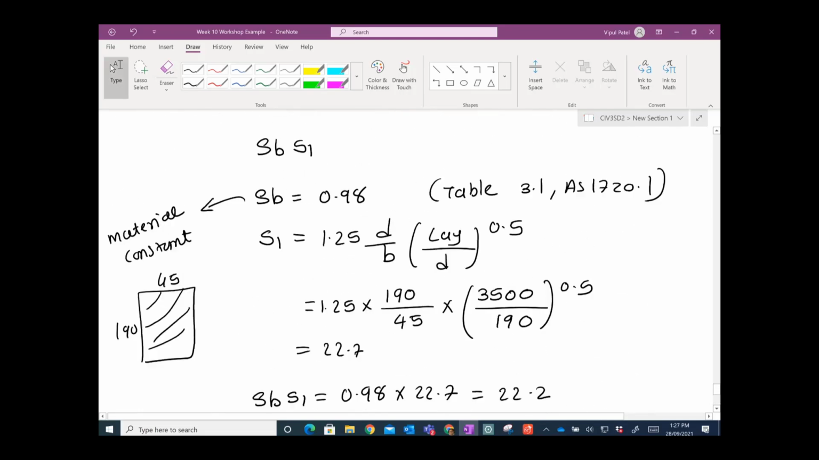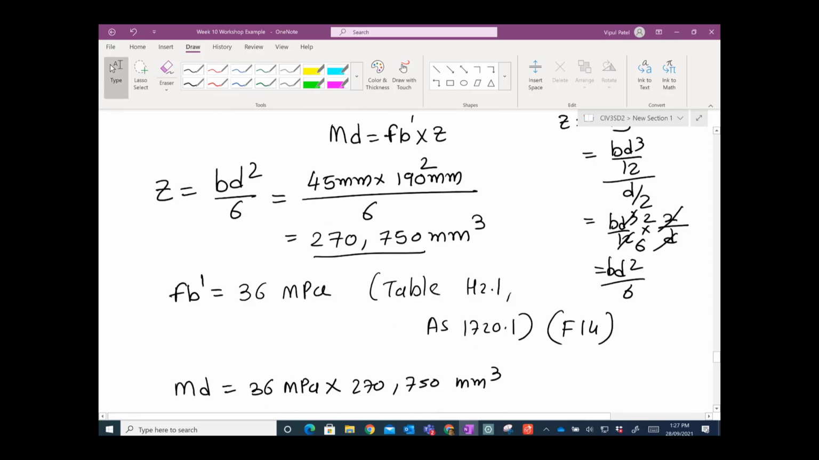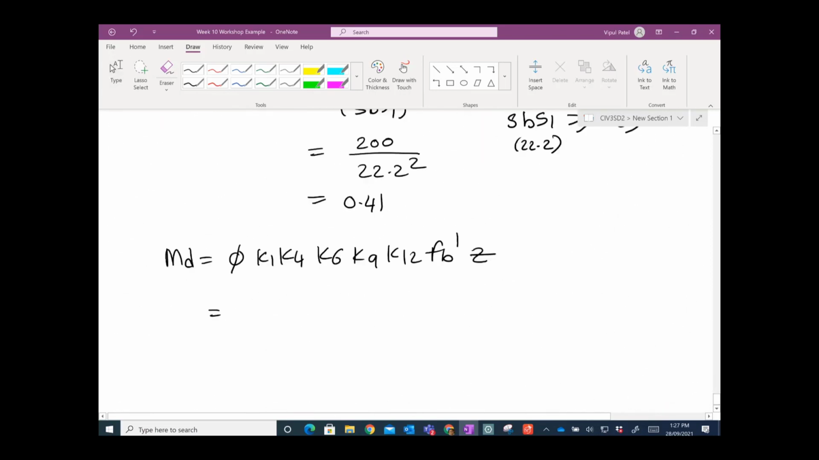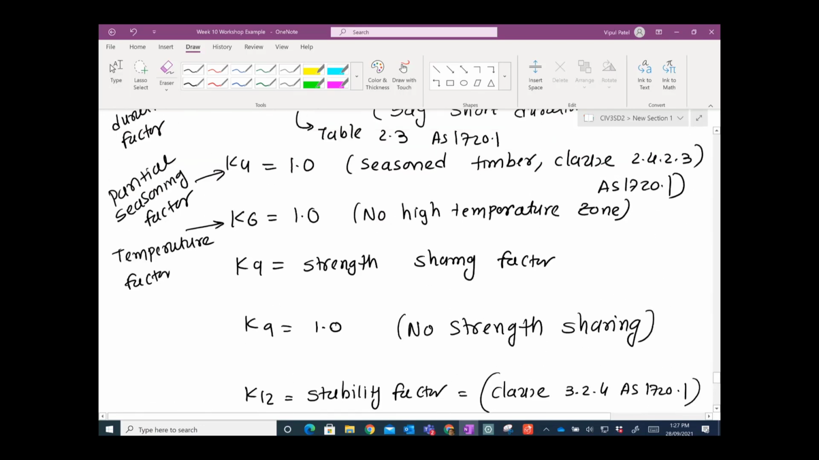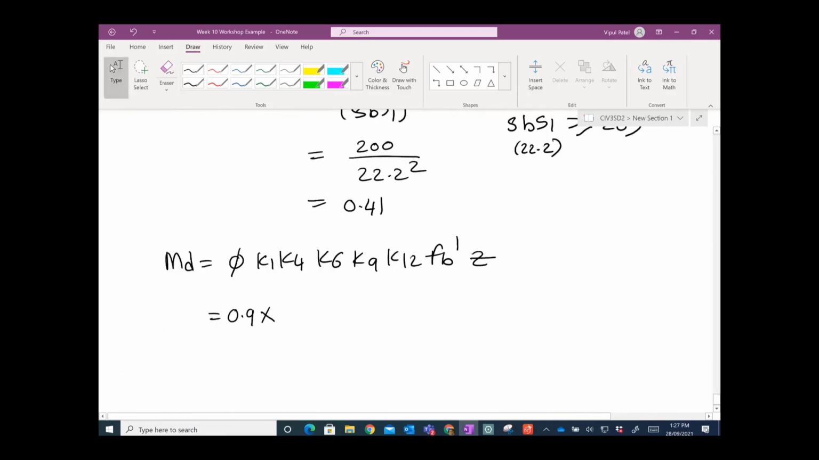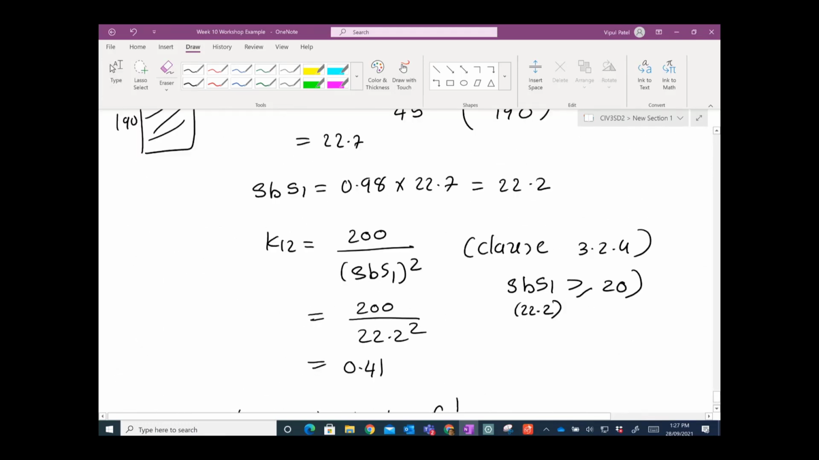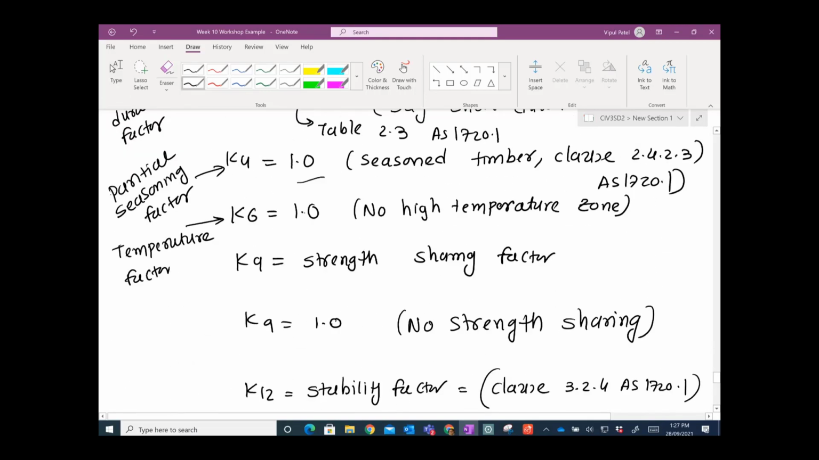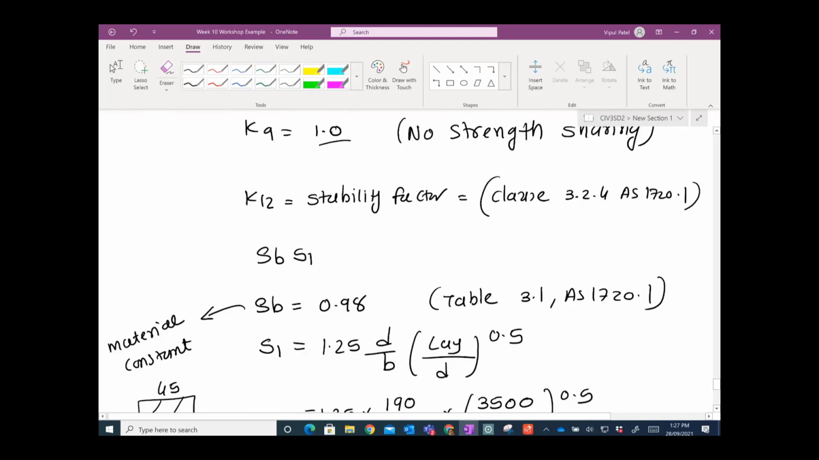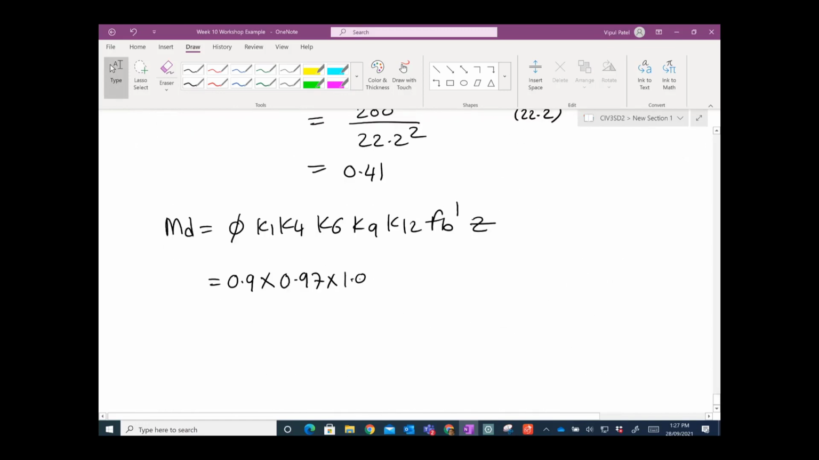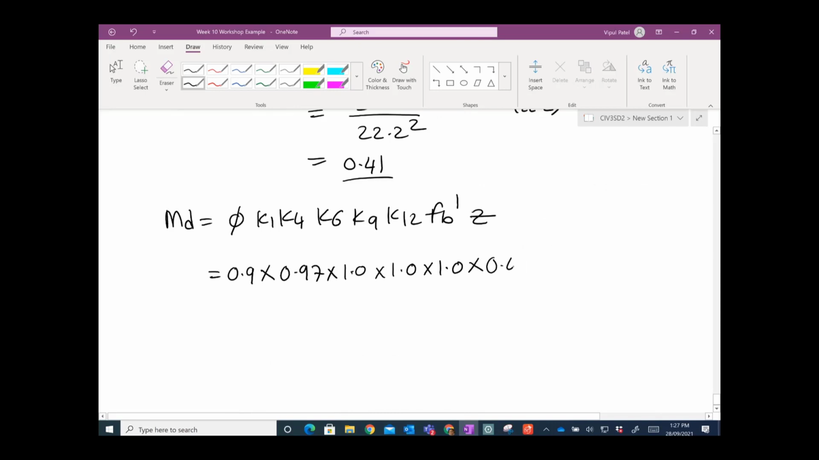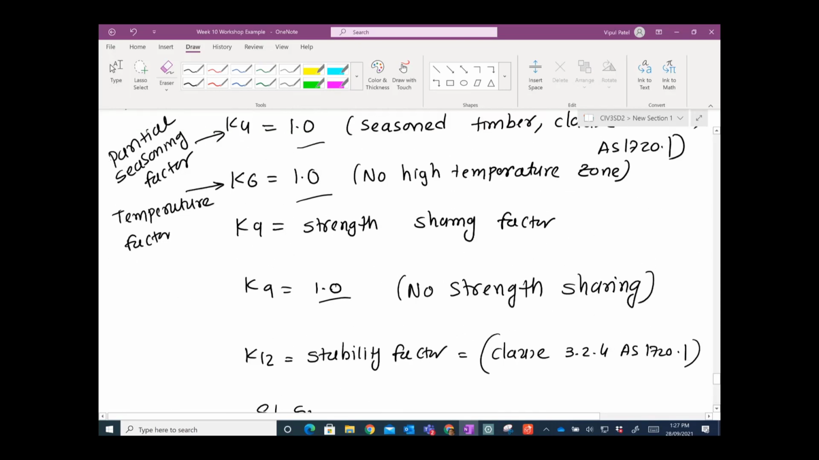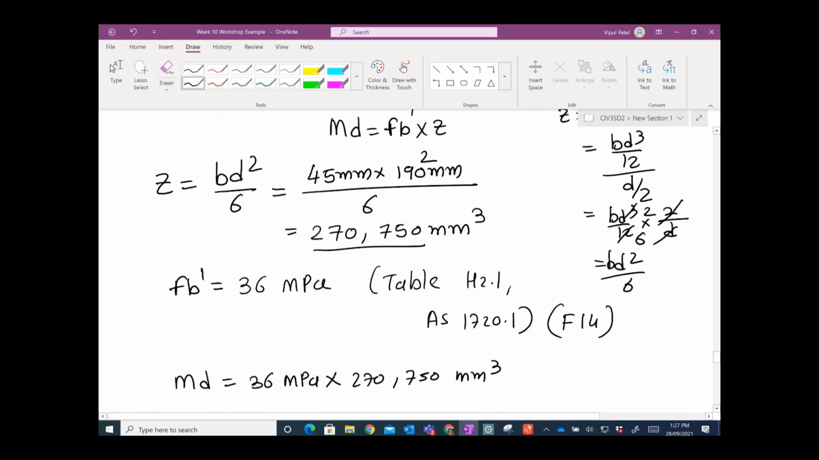Phi was 0.9. Let's put that. K1 was 0.97. K4 is 1, K6 is 1, K9 is 1, and K12 we just calculated, 0.41. I think that is the dominant one. fb', I think I showed you that fb', right? 36 megapascals.